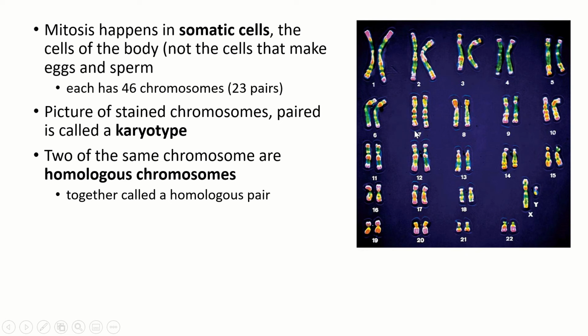We call the pair of chromosomes homologous chromosomes, and we call them a homologous pair. Okay, so homo means same. Because they have the same genes on them, they're two copies of the same chromosome. So you have 22 perfectly matched homologous pairs, and then we have this one pair of sex chromosomes, which in a normal human female has two copies of the X chromosome, and in a normal human male has one X and one Y.